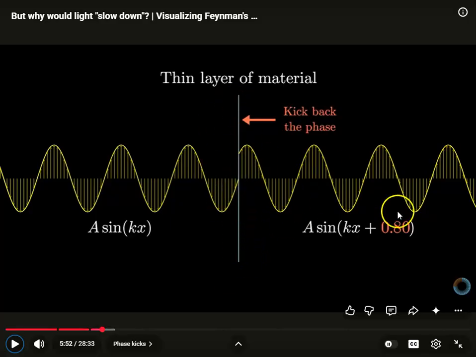We're going to go through an analysis that'll show how the combined effect of the little phase kickback of a whole bunch of layers results in it traveling slower.